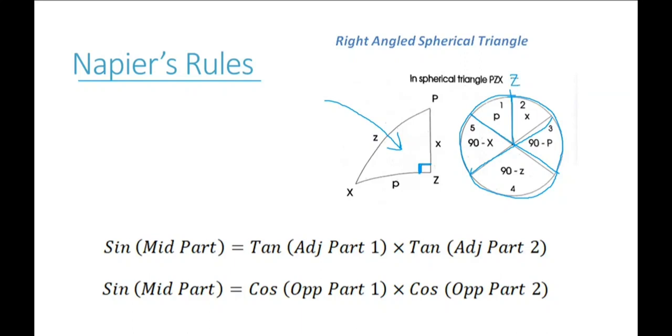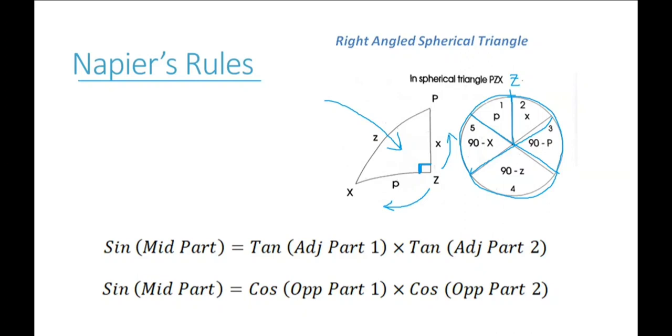Angle Z is the 90-degree part. So I write this angle Z on top. Now from this angle Z, you start to move clockwise or anti-clockwise in whichever direction you want to go. If you want, you can move clockwise. If you want, you can move anti-clockwise also. And whatever parts of the triangle keep on coming, you keep on filling them up in this circular diagram.